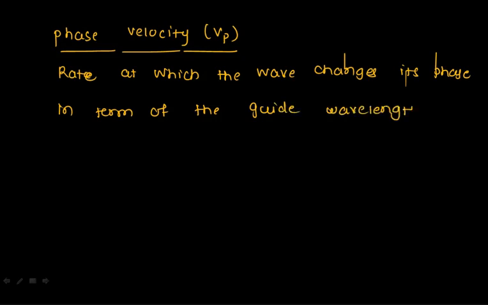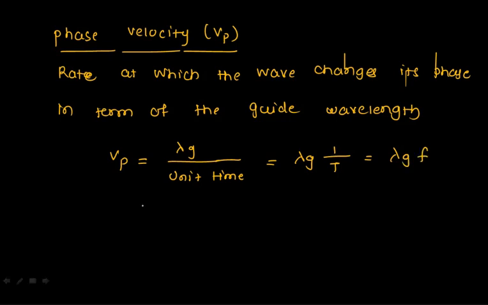So in a very simple way, I want to write Vp is equal to lambda g divided by unit time. So lambda g, unit time is nothing but 1 by t. So 1 by t is nothing but the frequency. So if I multiply both the sides with 2 pi, I'll say f lambda g times 2 pi, divided by 2 pi. I have multiplied both the sides with 2 pi. Okay? So this will become 2 pi f divided by 2 pi divided by lambda g.